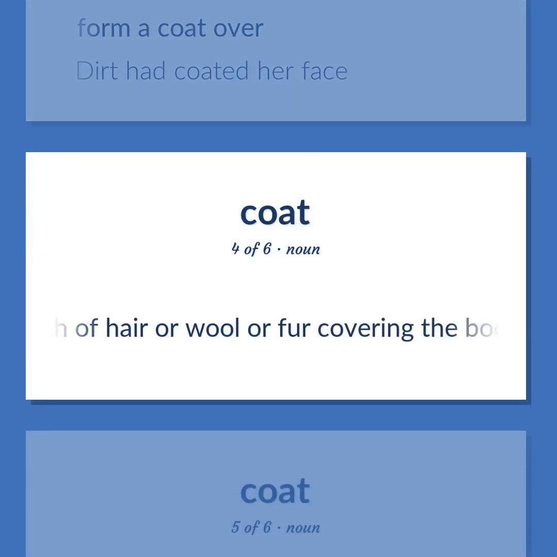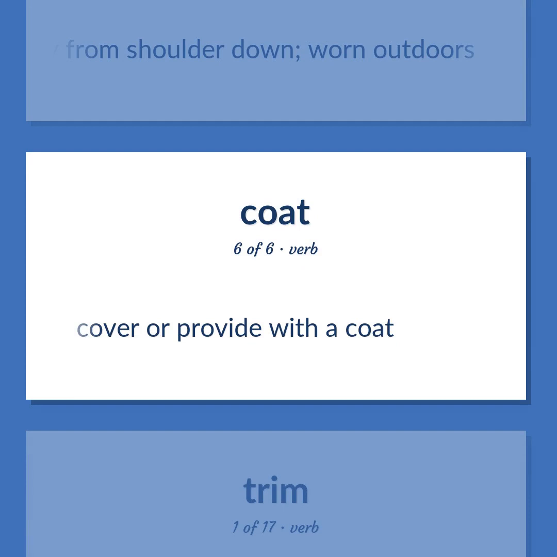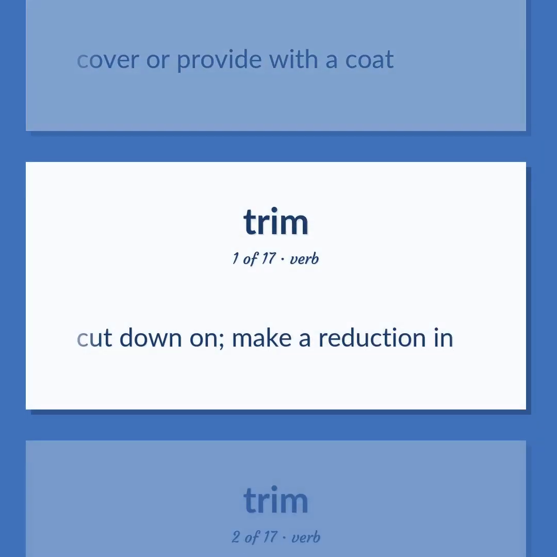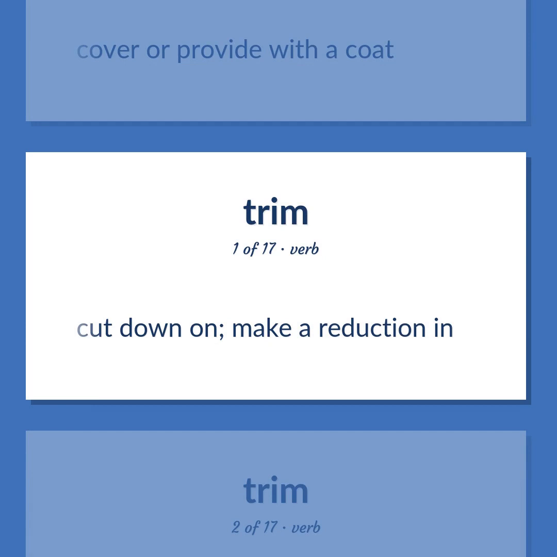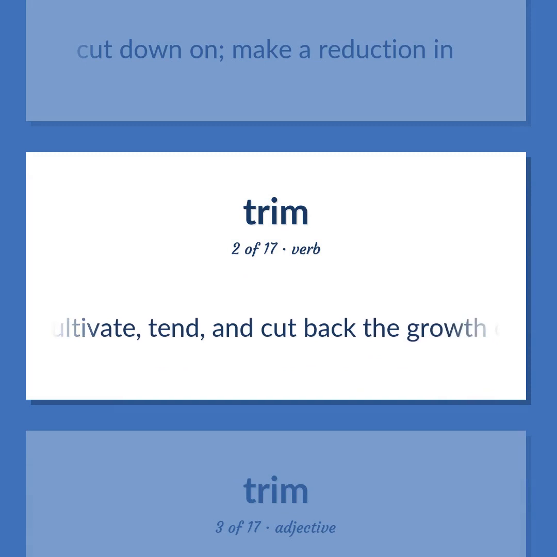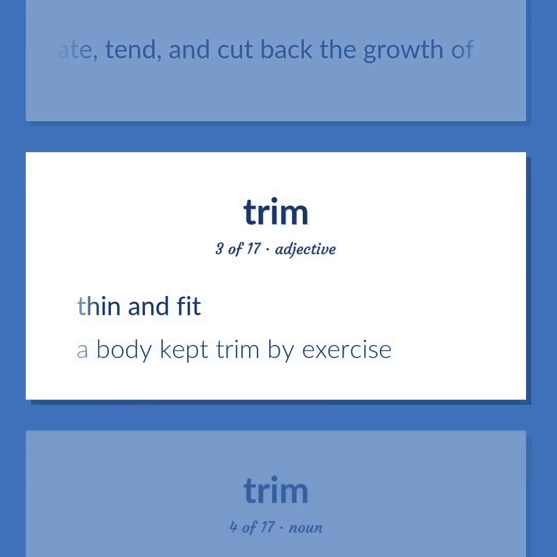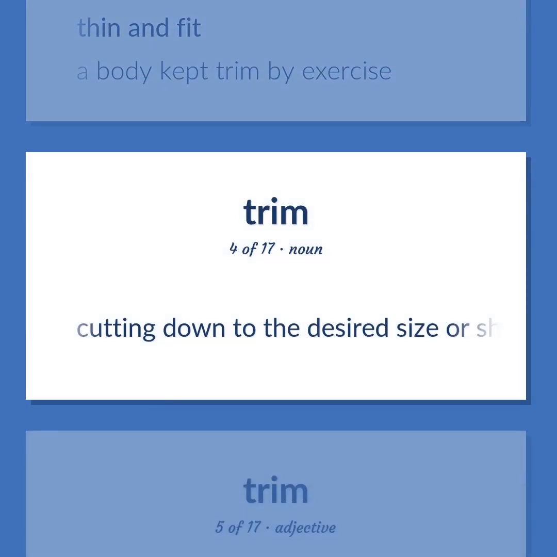Growth of hair or wool or fur covering the body of an animal. An outer garment that has sleeves and covers the body from shoulder down, worn outdoors. Cover or provide with a coat. Cut down on. Make a reduction in. Cultivate, tend, and cut back the growth of. Thin and fit. A body kept trim by exercise. Cutting down to the desired size or shape.